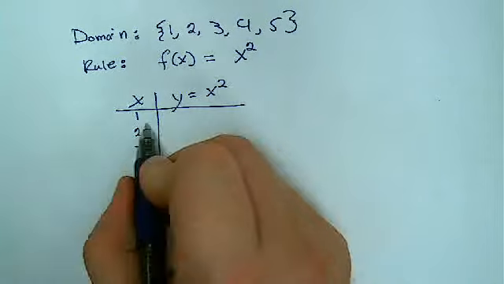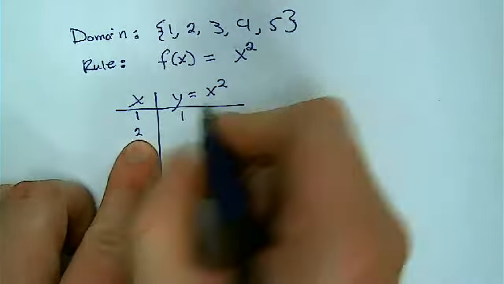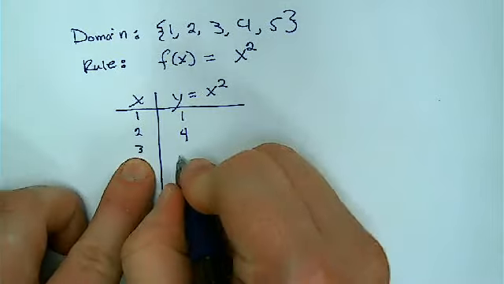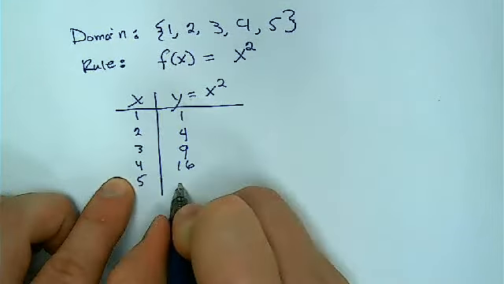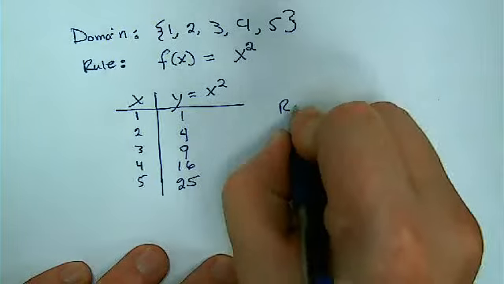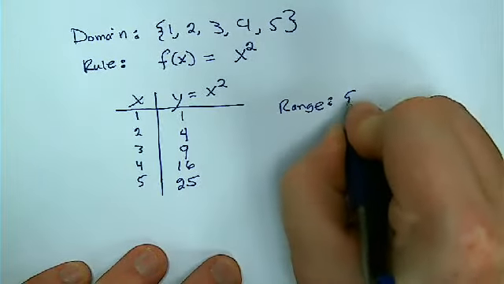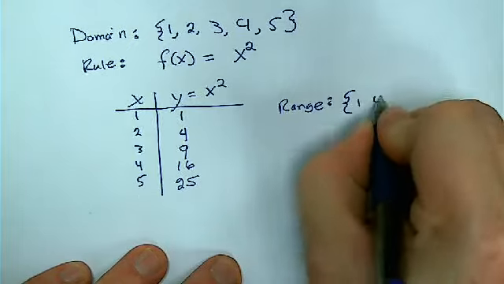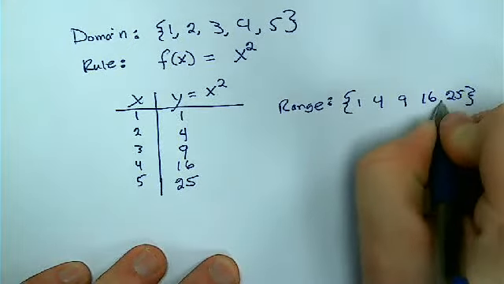So let's see. If x is 1, what's y? 1. And then 2 would be 4, 9, 16, 25. So my range would be 1, 4, 9, 16, and 25.